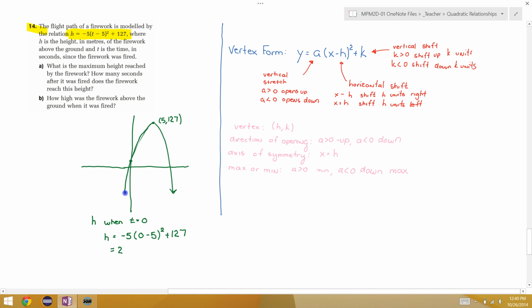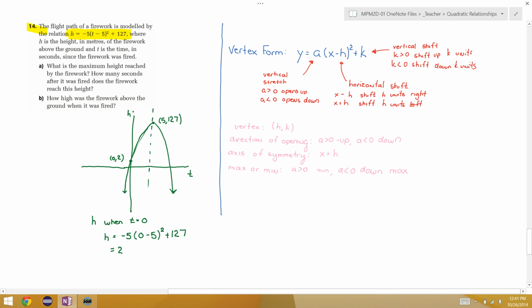if I'm firing this firework, I'm probably firing it from a handheld position above the ground. Dot, dot, dot. It's really important when you put a point on a sketch that you actually label it. This is obviously not to scale, so it's really just to give us a feel of what this looks like.